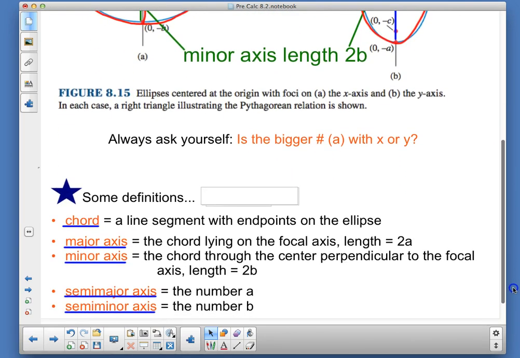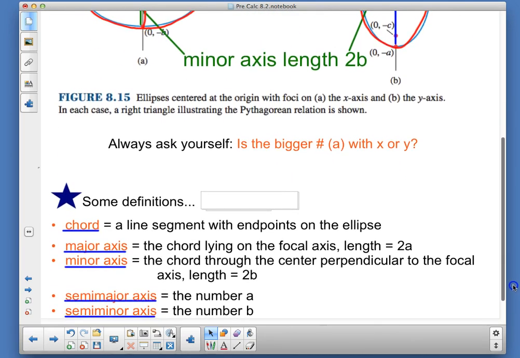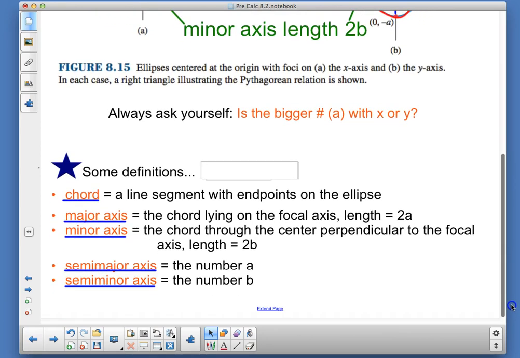Now, that talks about the ellipses being centered at the origin with the foci. Okay, we've got it set. Chord, major axis, minor axis, semi-major axis, and semi-minor axis. Please notice that when we put in that semi, they're just really taking the major and minor axes lengths and cutting them in half.